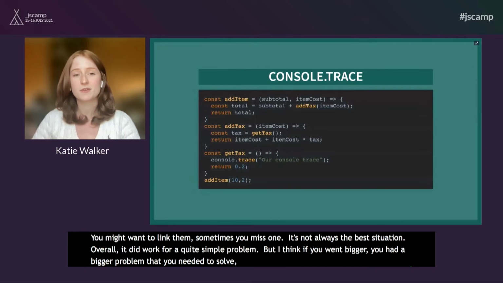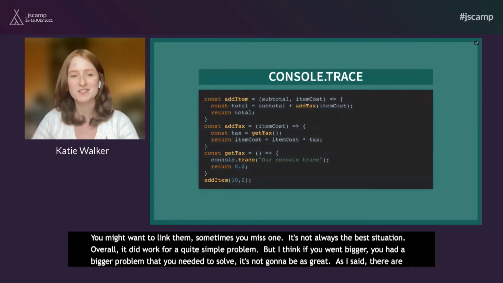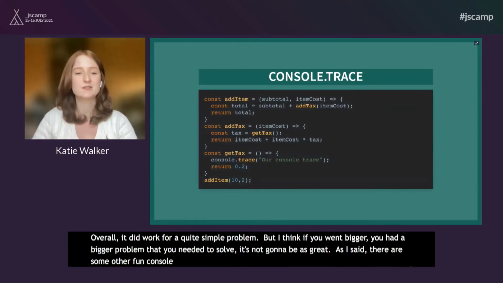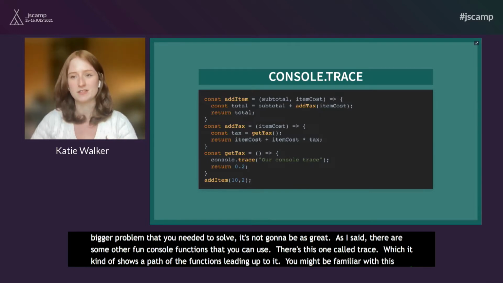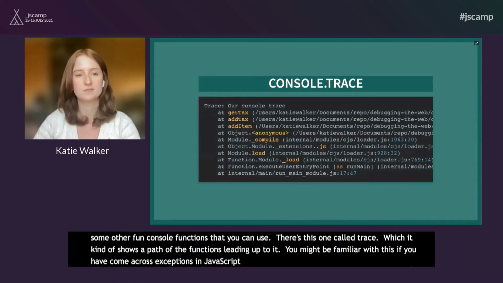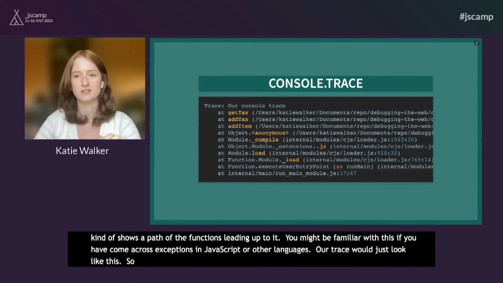As I said, there are some other fun console functions that you can use. There's one called trace, which shows a path of the functions leading up to it. You might be familiar with this if you have come across exceptions, either in JavaScript or other languages. Our trace will just look like this. It just shows a nice pathway to how you got to that trace log. So it could be useful in some circumstances.